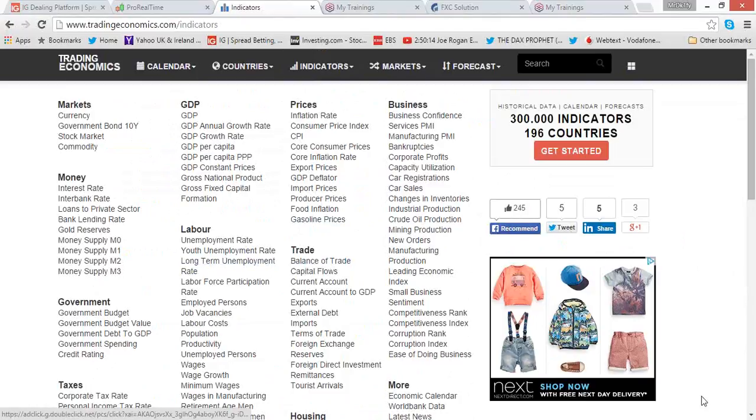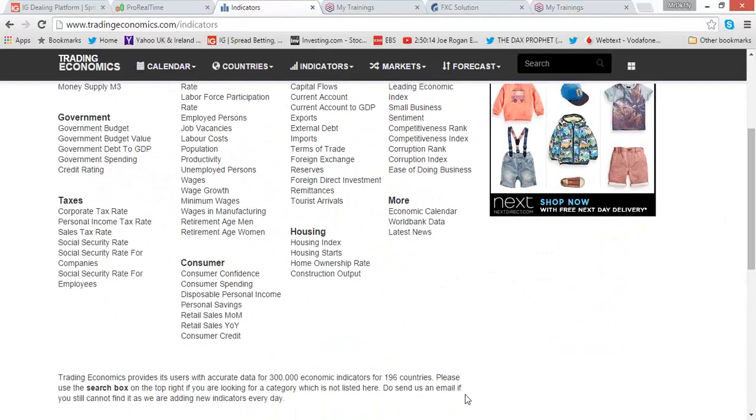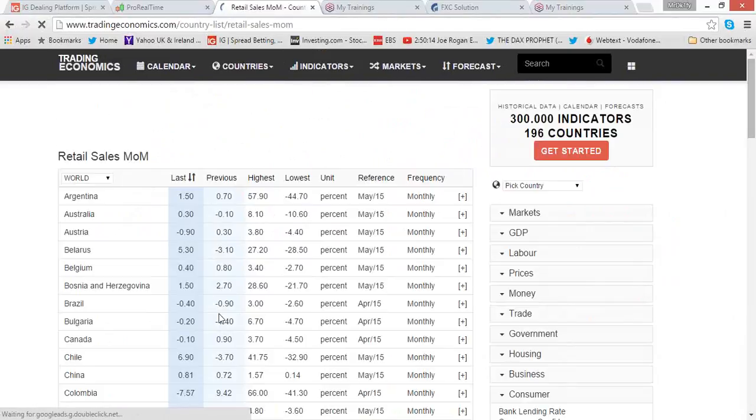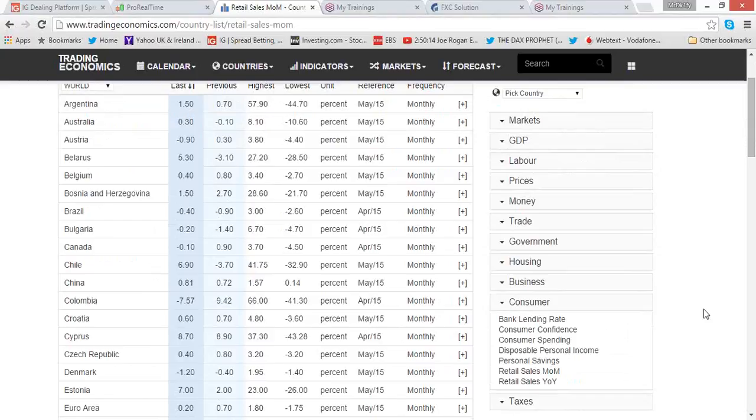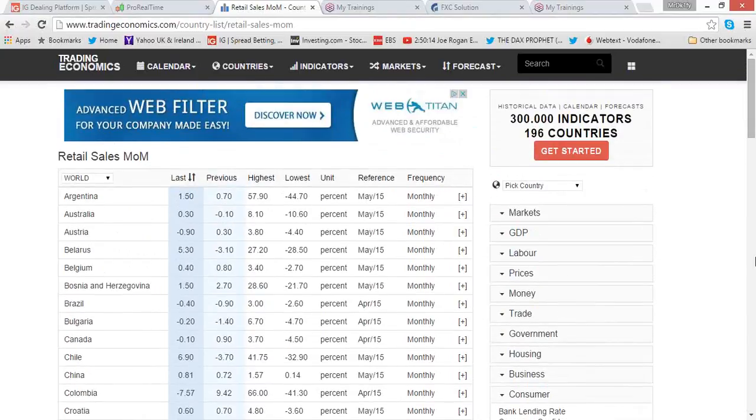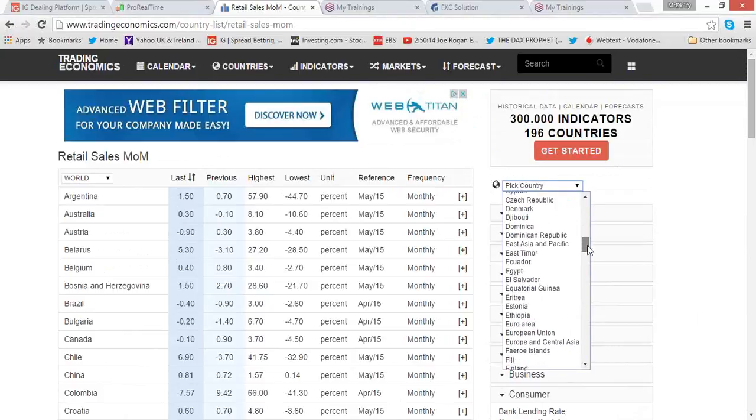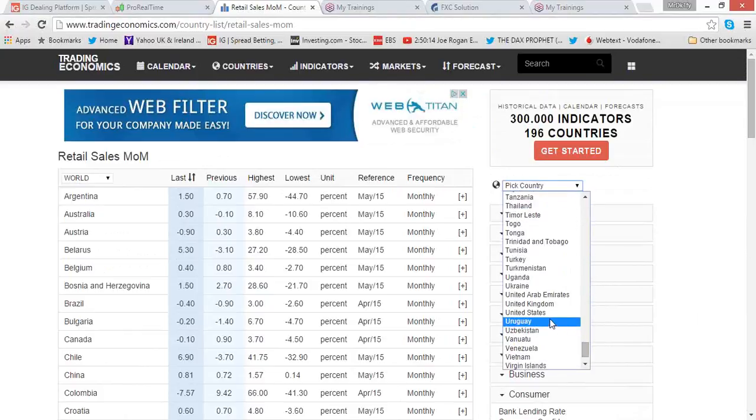So you can go down to your consumer, and here are your retail sales for the various countries. So again, on this website, no matter where you are trading or what market you're trading, all your data is here. We also have a very good tool over here to your right. You can pick a country, and we'll pick the United States. Everybody knows the United States.